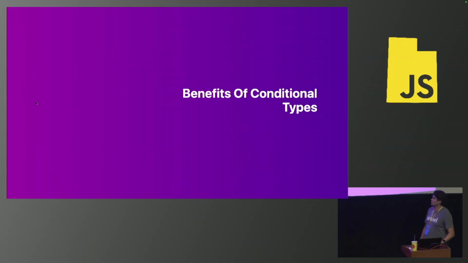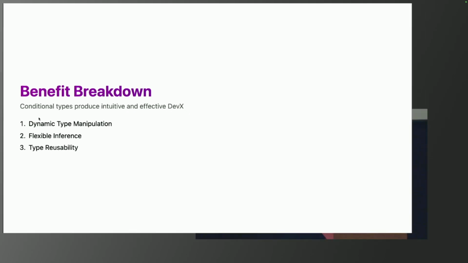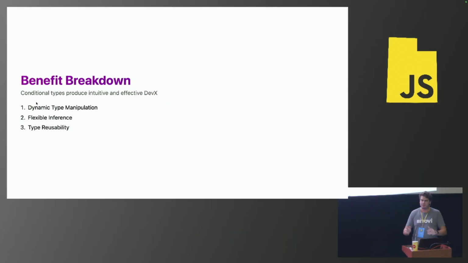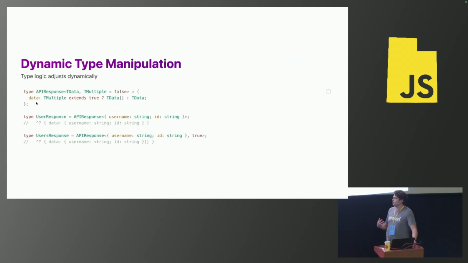Sweet. So with that out of the way, let's talk about some of the benefits that you can get out of using conditional types. It's so cool having this big screen here. Cool. And the high-level breakdown of what the benefits of conditional types are is they produce a lot more intuitive DevX. A lot of the times when you're using conditional types, you're going to move beyond the necessary and sufficient typing to something that's a lot more interesting to use for developers. And there's a couple things in there that really make this possible. The first is dynamic type manipulation, which is really just saying that your type logic adjusts dynamically.